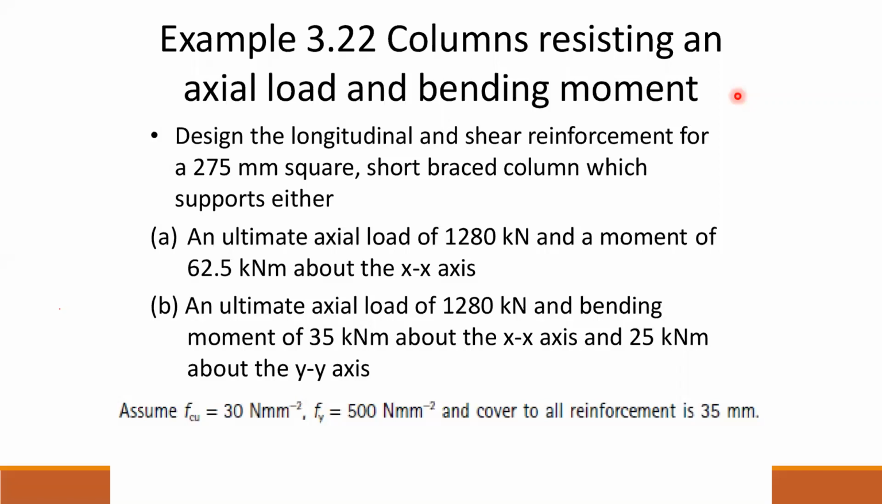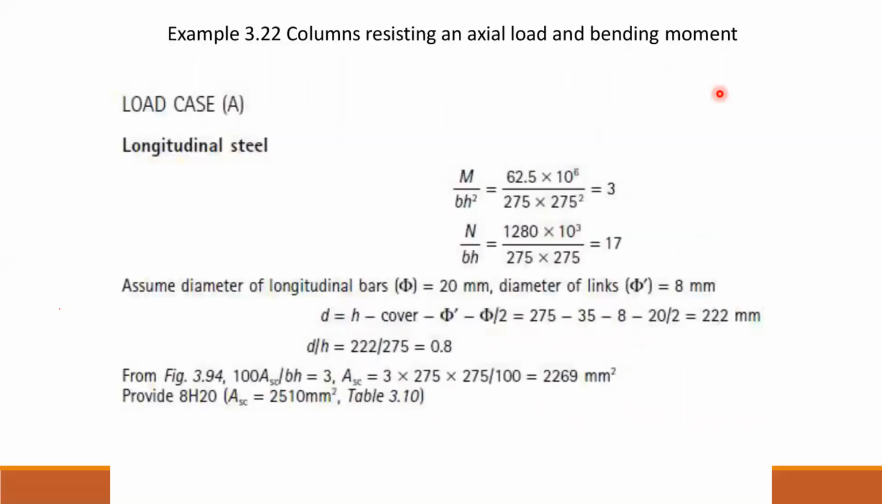An ultimate load is 1280 plus the biaxial moment 35 and the 25 kilonewton. Again, the value has been given here. The characteristic concrete 30 megapascal. The yielding of the steel is 500 megapascal and the cover is assumed to be 35 millimeter. So this is the example of 3.22 column resisting the axial load.